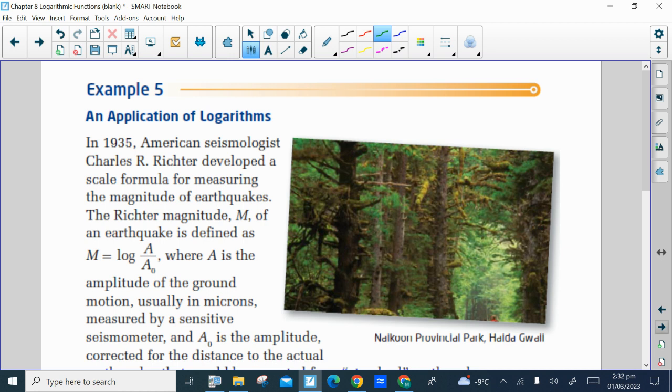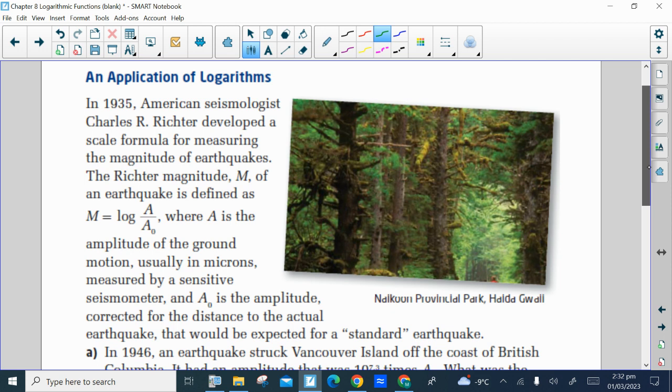So we mentioned at the start that one of the applications of logarithms is to compare intensities of earthquakes. We also see that we can use logarithms to compare items that are on the pH scale. So in 1935, the American seismologist Charles Richter developed the scale formula for measuring the magnitude of earthquakes, and they call it the Richter scale, or the Richter magnitude.